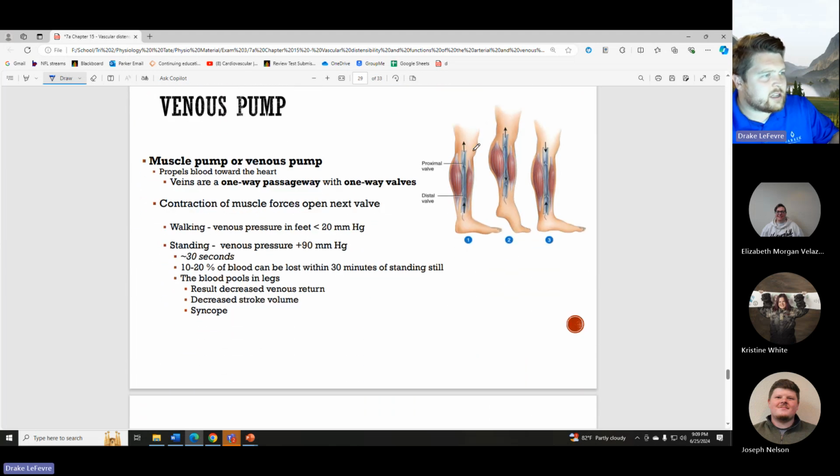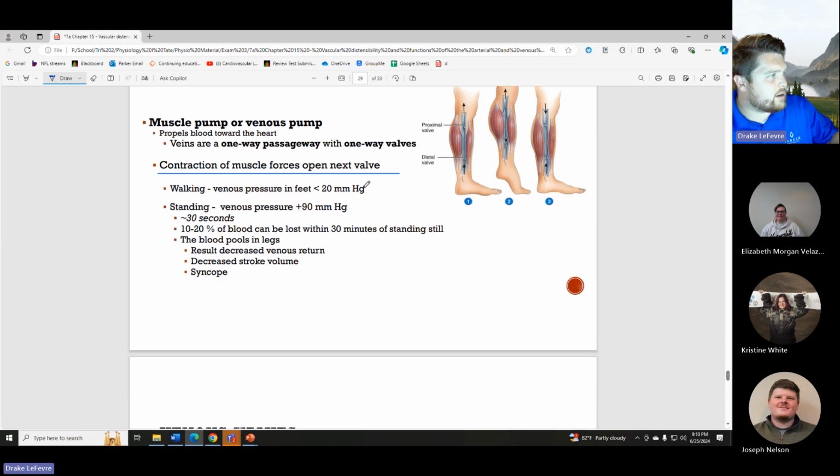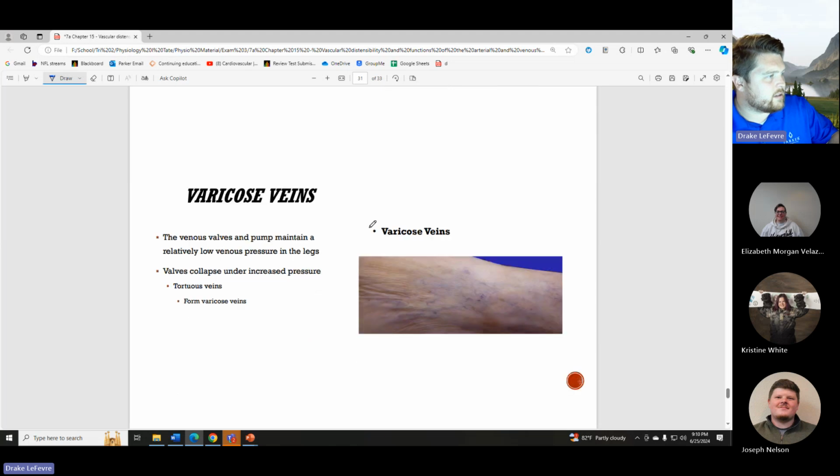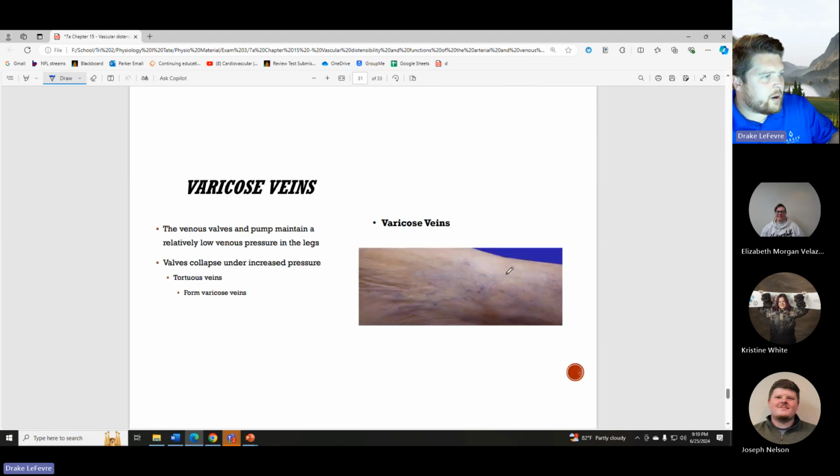The venous pump. Hey, we already talked about this. When you have all the muscles, contraction of muscle forces the valve open and causes blood to go all the way through those one-way valves. So when we walk versus standing, because walking, we're pumping all the venous blood back to the heart, versus standing, we're increasing pressure because the blood is just sitting. And here are our valves, those varicose veins, because the valves get all messed up and the veins get all wiggly. The valves collapse under increased pressure, and you get the tortuous veins or varicose veins.